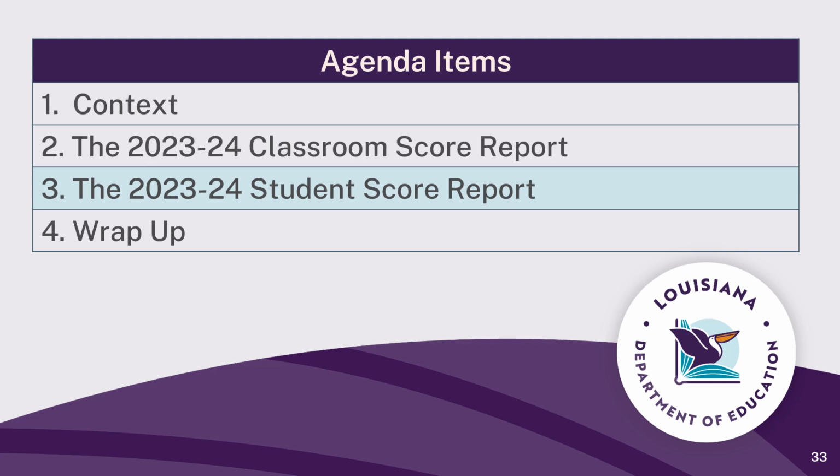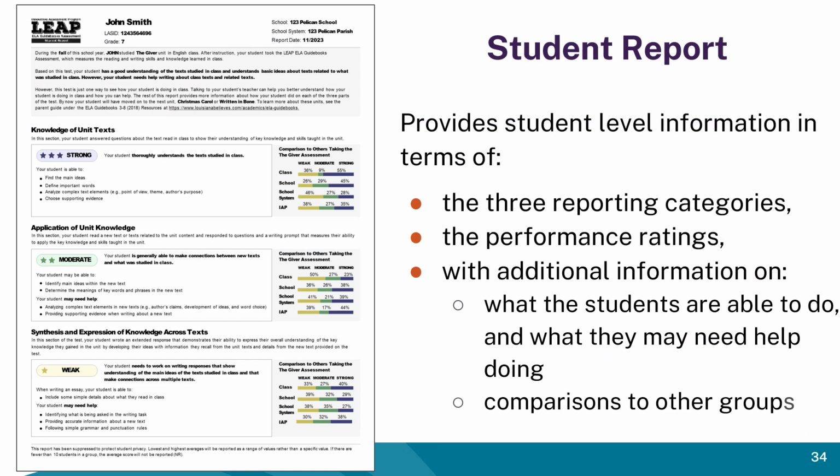Now that we've reviewed the classroom score report, we will take a little bit of time to review the student score report. The student report provides the same information as the classroom report, specifically performance on each of the 3 reporting categories, knowledge, application, and synthesis, by their performance ratings, strong, moderate, and weak. However, this is at the level of the individual student. So this report is meant to be sent home with students to provide parents and caregivers with an update about how their student is doing. Ideally, this information can foster productive conversations between students and their parents or caregivers, and also support engagement between teachers, students, and their parents and caregivers.